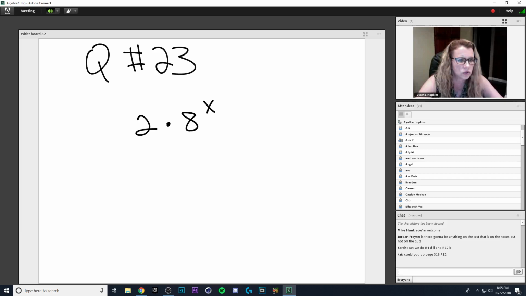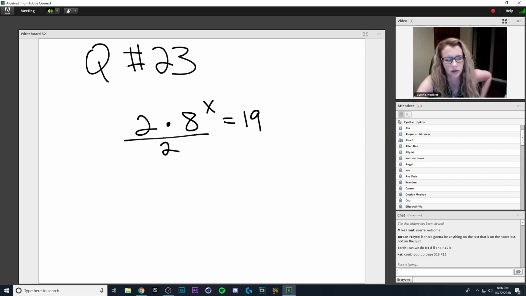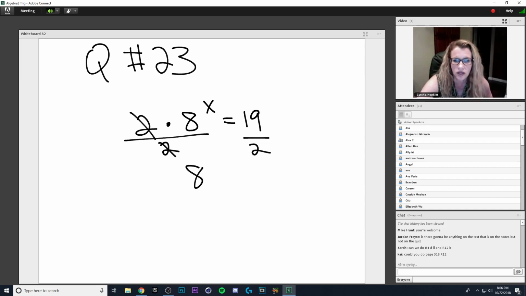Okay, so it says 2 times 8 to the x equals 19. You have to know that your first step must be to divide through by whatever that a is, if there is an a. Okay, so my 2's are gone now because those are factors. You have to get a base and an exponent all alone, and then you certainly can write that 19 over 2 is 9.5, but I'm just going to leave it as 19 over 2.